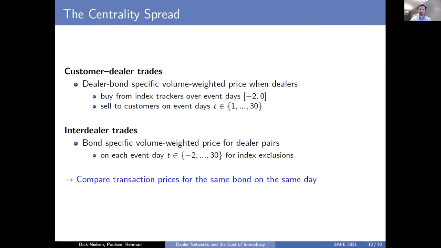For interdealer trades, we compute bond-specific volume-weighted prices for each dealer pair. We do this over the entire event window from 2 days before the exclusion to 30 days after.